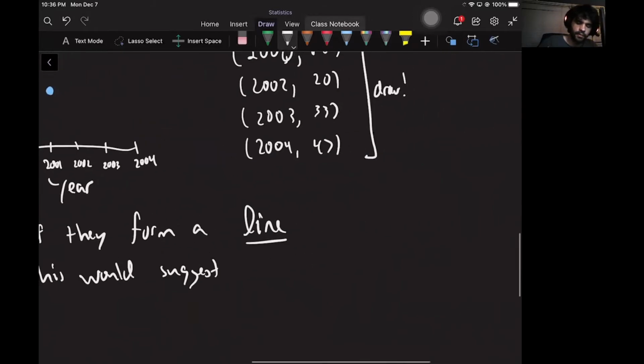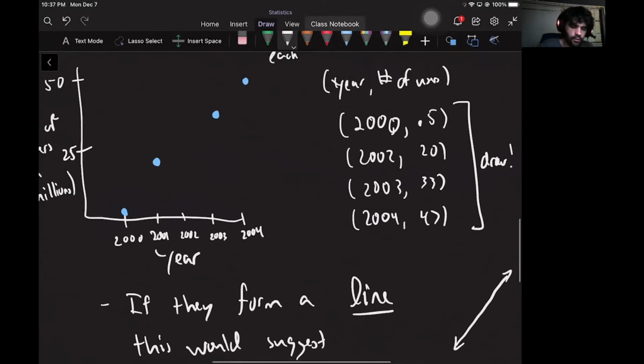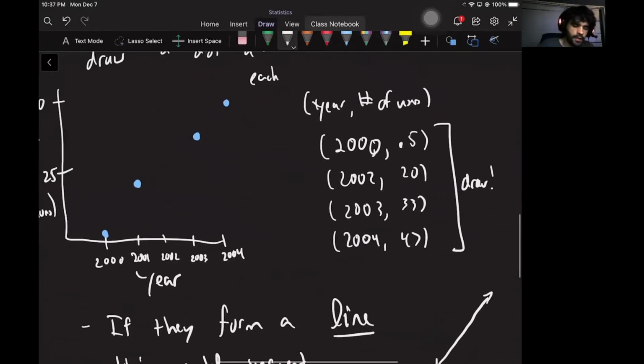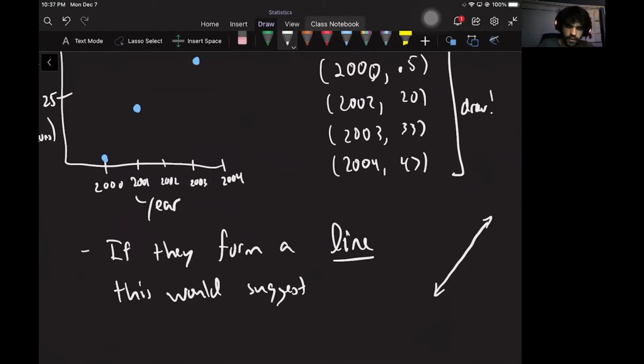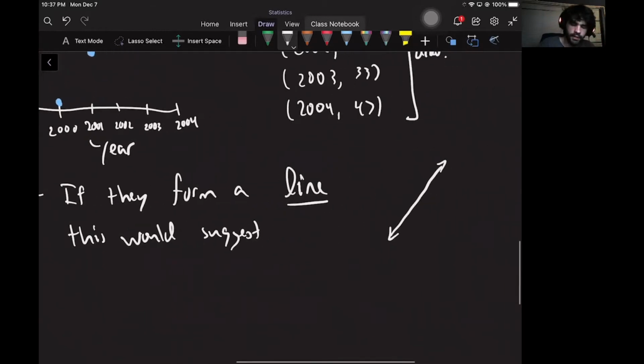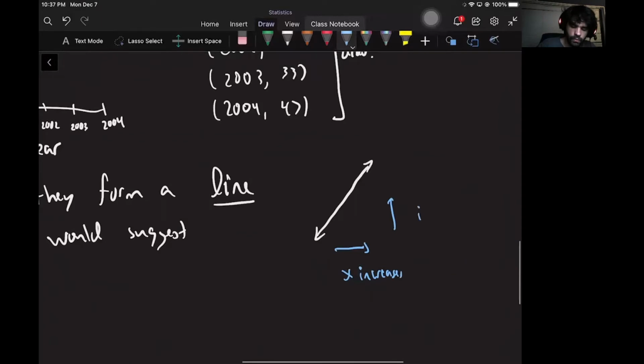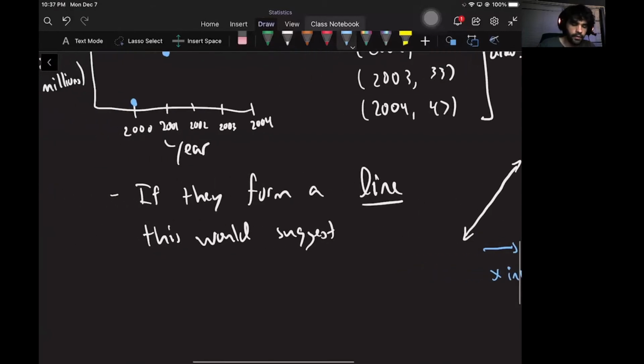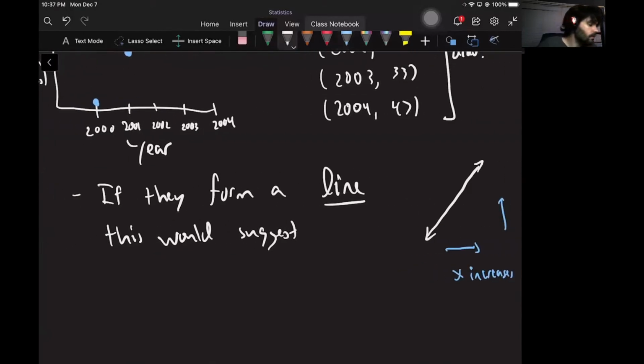So by line, I just mean something like nice and straight like that. And in this case, they sort of do form a line. It doesn't have to be a perfect line, but it's very line-ish. But the point is, what if they did form a perfect line? What would that suggest? Well, then that's saying that as one type of data goes over or increases, the other type of data also increases in a proportional way. So that would be nice if they form a line.